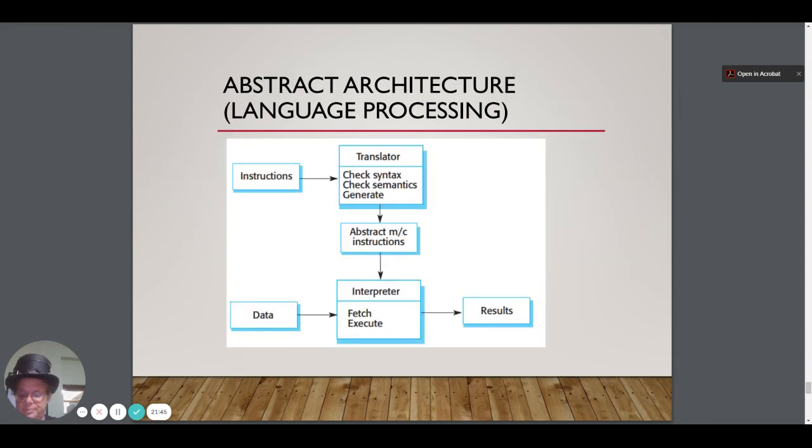So, at the most abstract level, the architecture of a language processing system is illustrated here. The instructions describe what we need to do, and these are translated into some internal format by a translator. These instructions correspond to machine language of the abstract machine. These instructions are then interpreted by another component that fetches the instructions for execution and executes them using data from the environment. The output of the process is the result of interpreting these instructions on the input data.